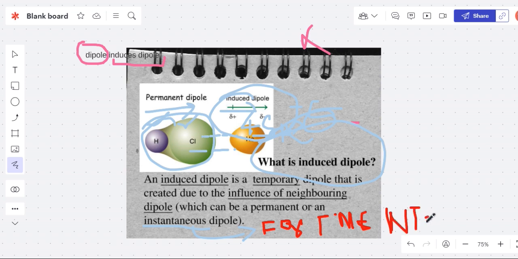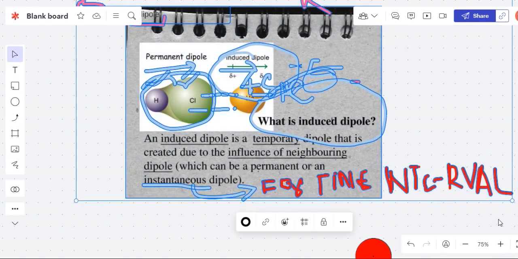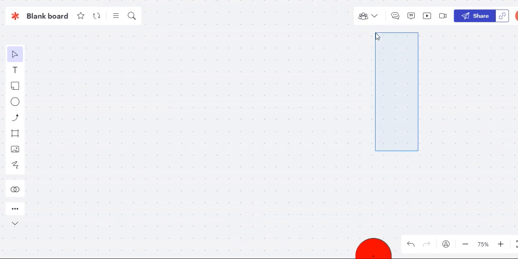I think there is a need to write it, so I'm writing. It's difficult to write with this pen. For a time interval, right? So let's discuss the other one, which is instantaneous dipole-induced dipole, also known as London or dispersion forces.